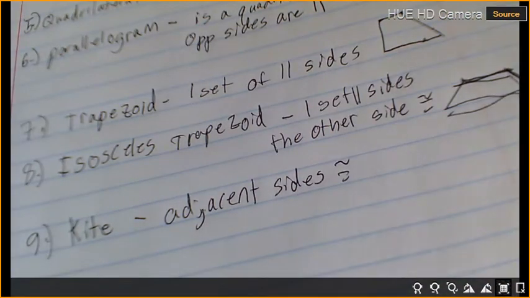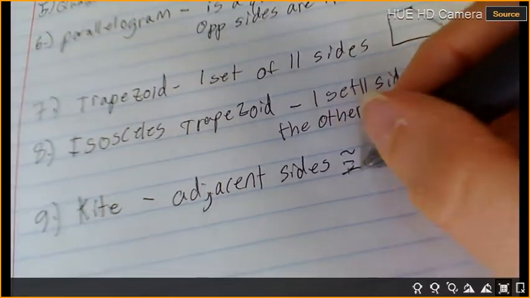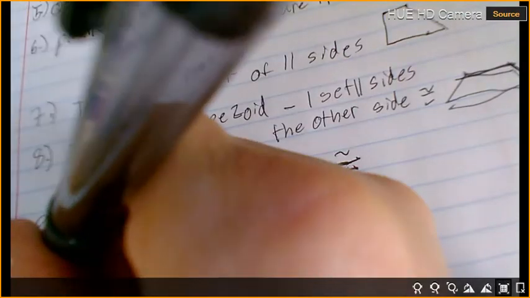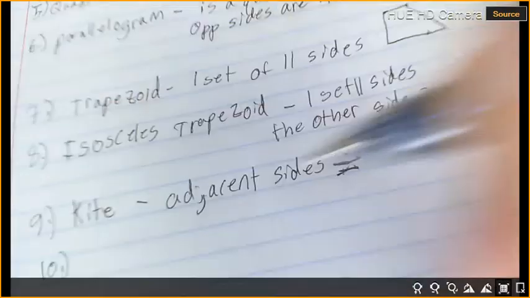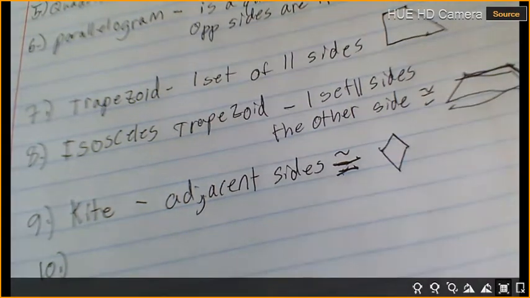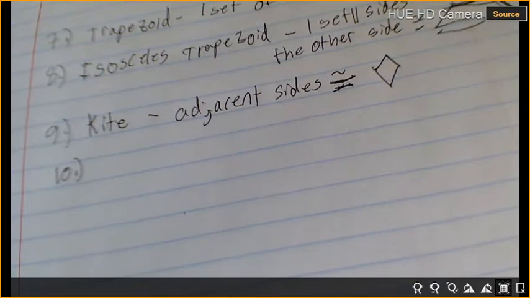Adjacent. You're adjacent to Sydney. You're right next to it. Adjacent sides are congruent. That's that equal sign with the little squiggle on top. That means congruent. This is for kite, right? This is for kite, yes. That's a kite that you fly in the sky.